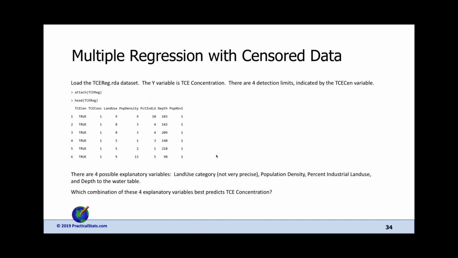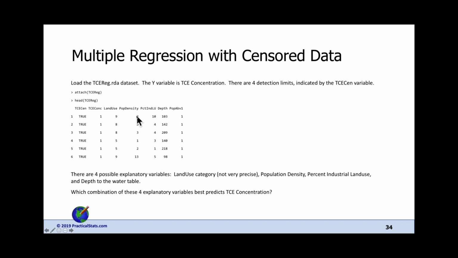All right, multiple regression. Again, you can do this with the cenreg command in the NADA package, or you can do it with the cencorreg in the course. This data set has TCE concentrations in groundwater with a detection limit of 1. The TCE censored indicator means that the first 6 entries are all less than 1. And the 4 variables were land use, which had some kind of number assigned to it, and I don't know what that was anymore. It's an older report. It wasn't a very precise kind of thing.